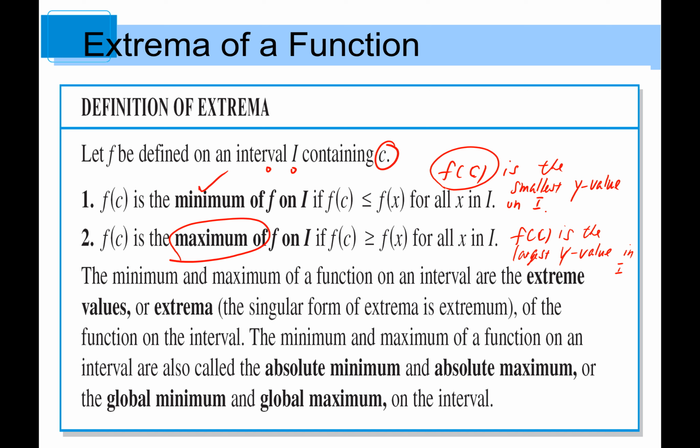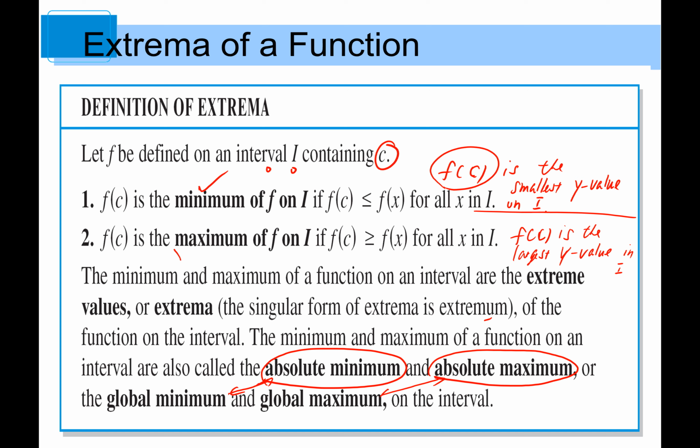The minimum and maximum of a function on an interval are the extreme values, or extrema. The singular form of extrema is extremum of the function on the interval. The minimum and maximum of a function on the interval are also called absolute minimum or absolute maximum. You can also say global minimum or global maximum. They are the same term, right? Absolute minimum, absolute maximum.